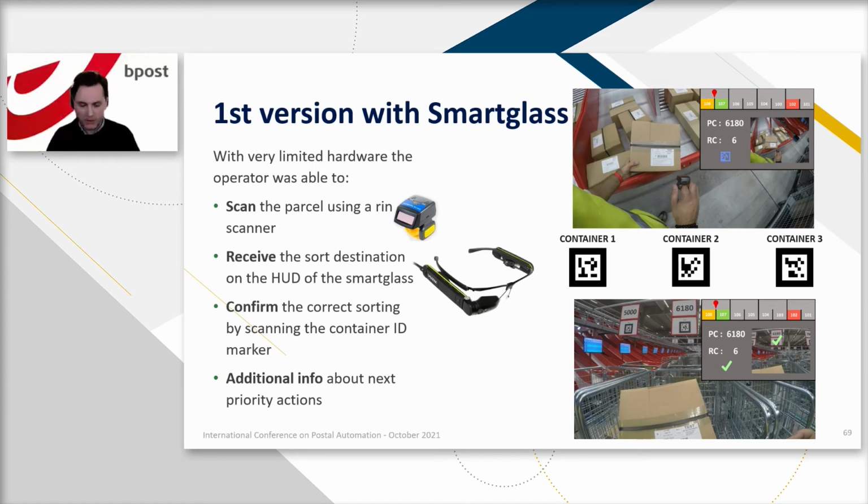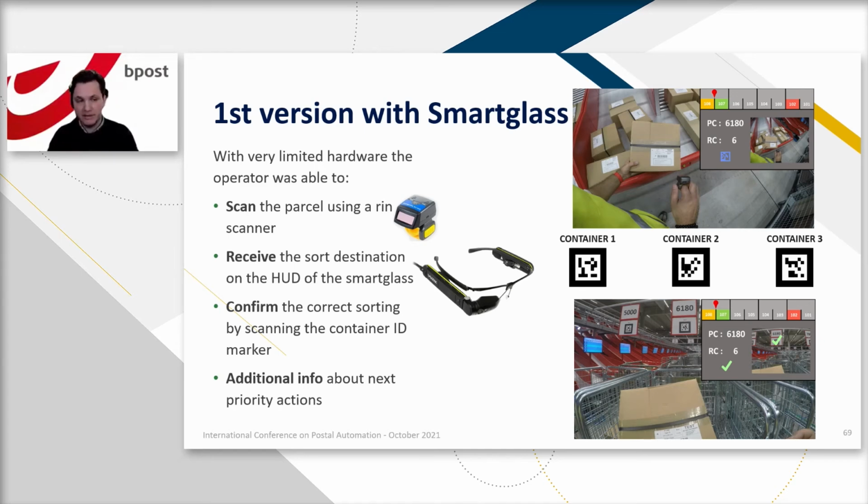The operator just put the parcel in the container, and then simply by looking at the destination, he could confirm that the parcel had been sorted correctly. Additionally, since the smart glass was worn by the operator, we could send information to that operator, such as what is the best place for you to be, or whether some intervention is needed from you, things like that.